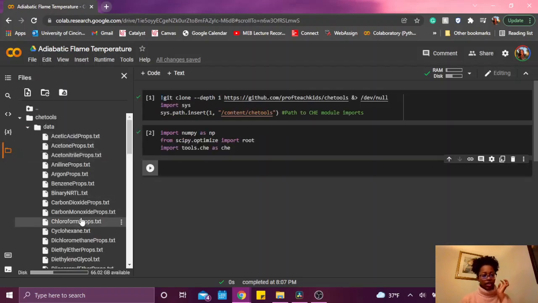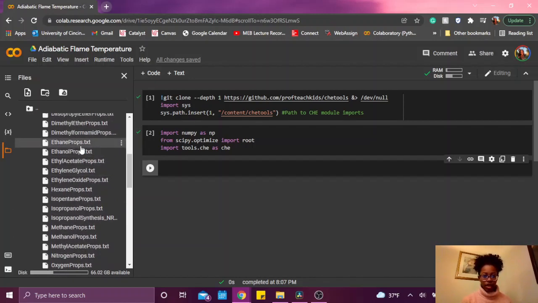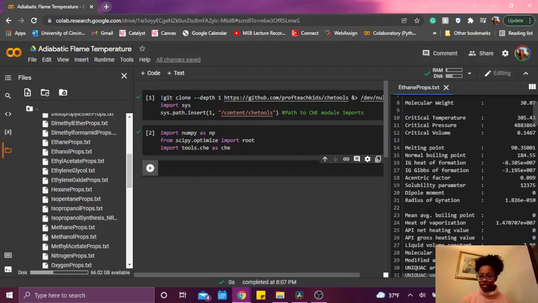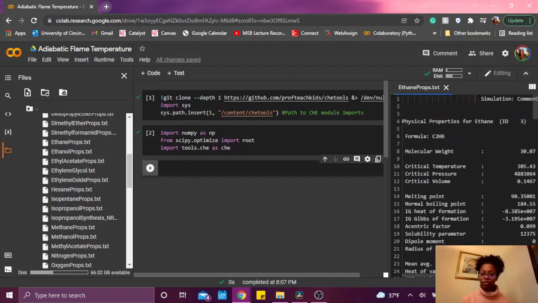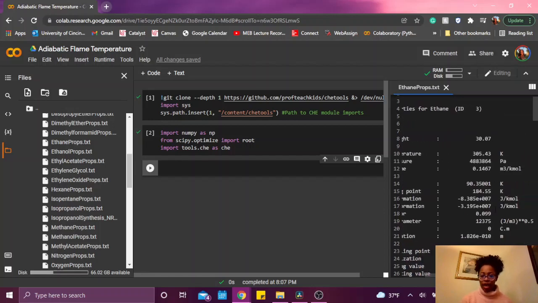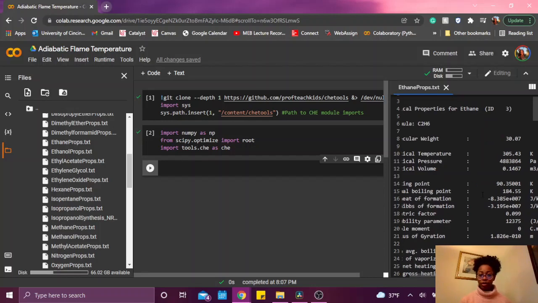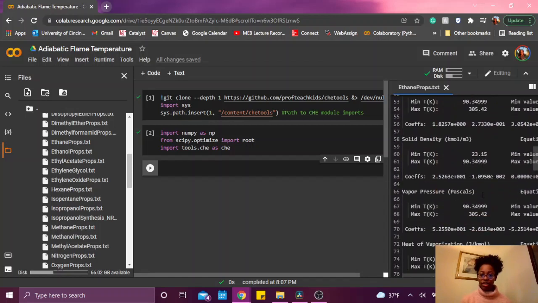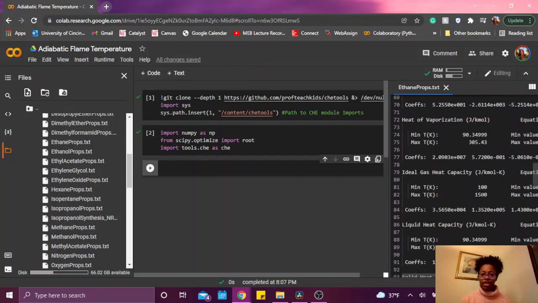So we can actually take a look by going into CHE tools and data and taking a look at ethane and seeing all of the data that is here. But we're specifically going to be worried about the ideal gas heat of formation, and we should see that it's in joules per kilomole. So we'll have to divide that by 1,000 to make sure that we get it in joules per mole.